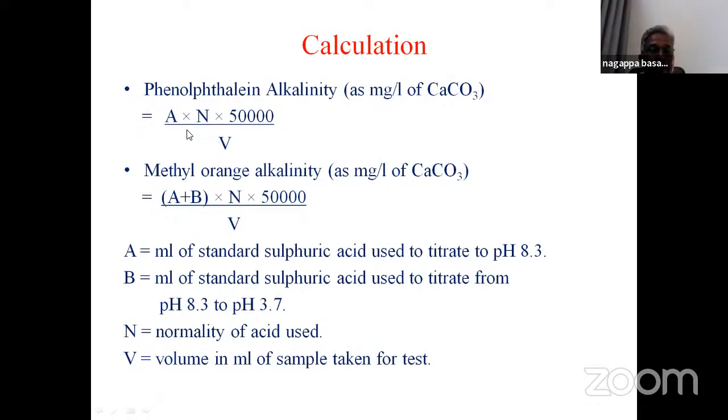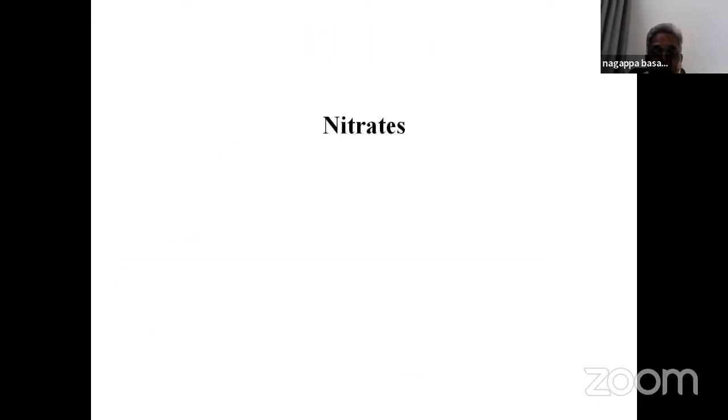A means ml of sulfuric acid used for the titration up to pH 8.3. B is the standard sulfuric acid used for the titration from 8.3 to 3.7. N is the normality of the sulfuric acid, and the denominator is the volume of the sample taken in the conical flask. These two equations are used to calculate the phenolphthalein alkalinity, methyl orange alkalinity, or total alkalinity.